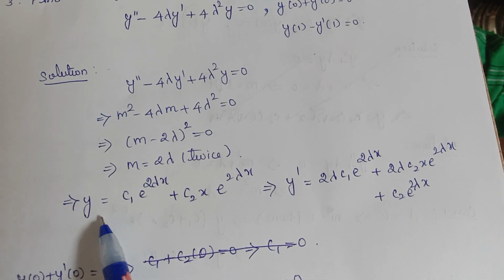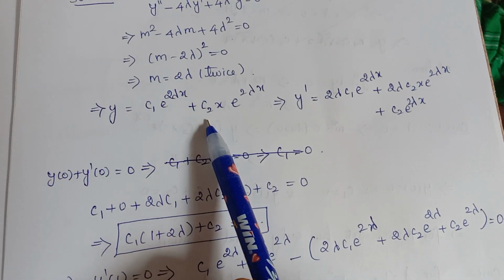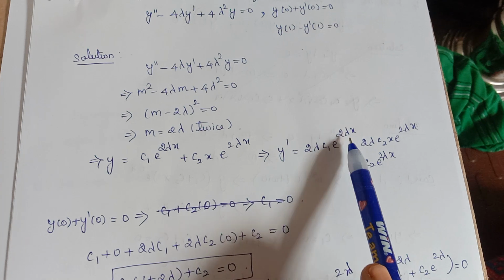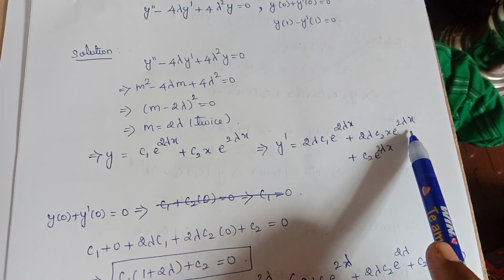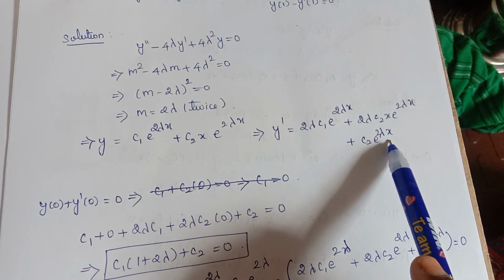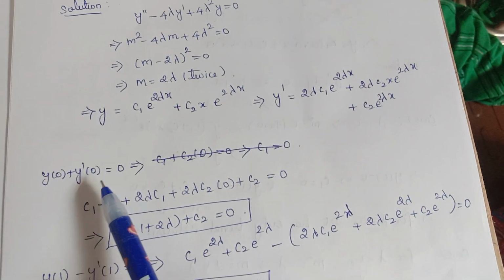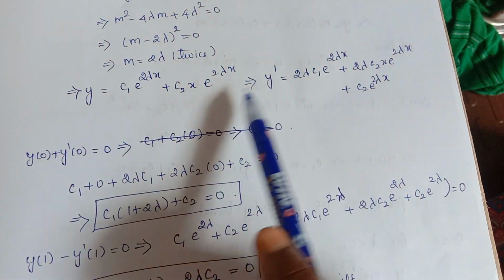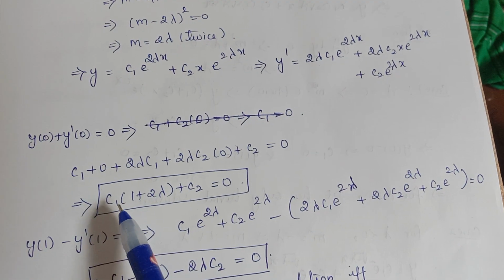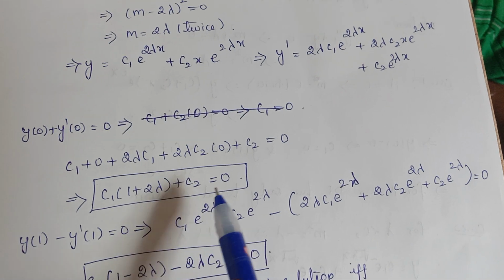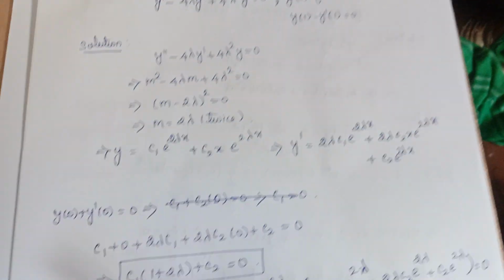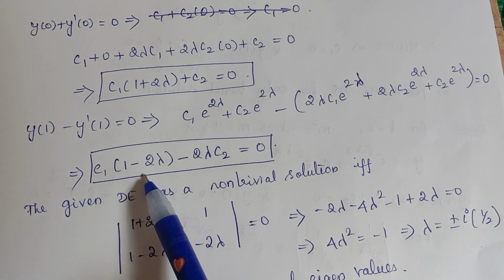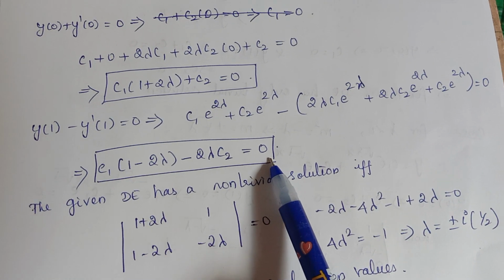So the solution is y = c1 e^(2λx) + c2 x e^(2λx). So what is y'? y' = 2λc1 e^(2λx) + 2λc2 x e^(2λx) + c2 e^(2λx). Now y(0) + y'(0) = 0 implies, writing the values and simplifying, c1(1 + 2λ) + c2 = 0. Similarly, the next boundary condition y(1) − y'(1) = 0 implies c1(1 − 2λ) − 2λc2 = 0.